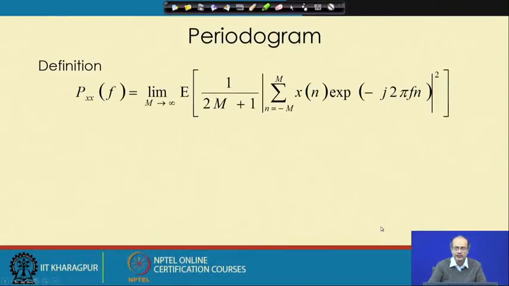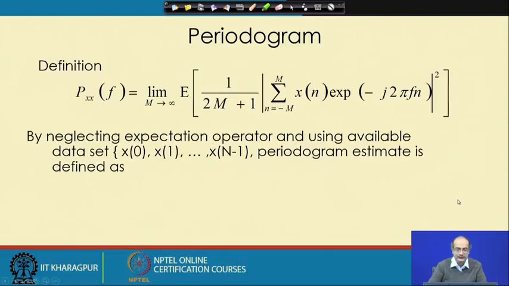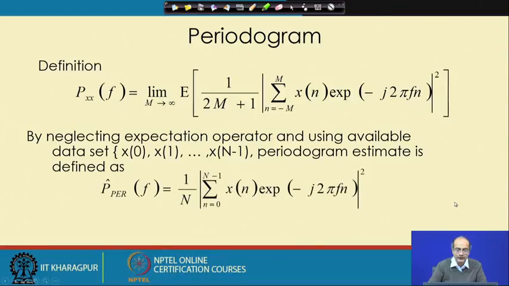convenient. Instead of taking the sum from minus M to plus M, that means centered data, which is somewhat artificial, we would like to change the indices for the data set, usually given in the form starting from 0 to N minus 1. That periodogram form would be a little different.